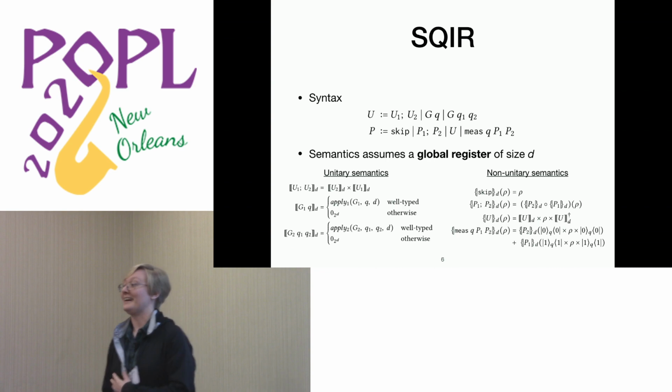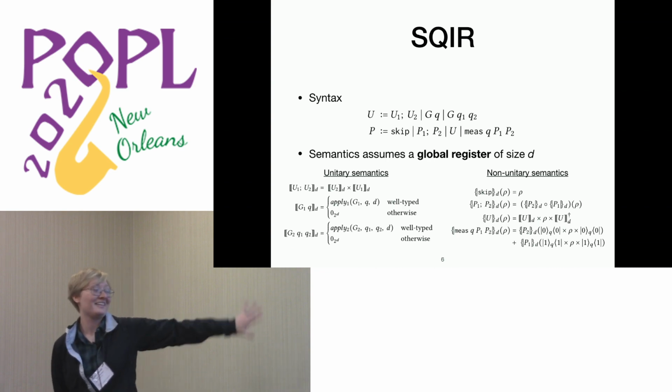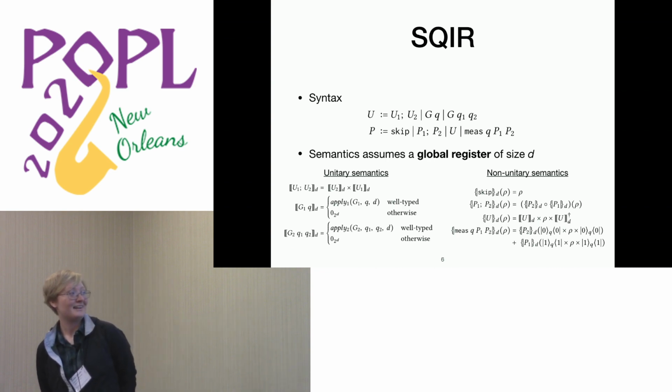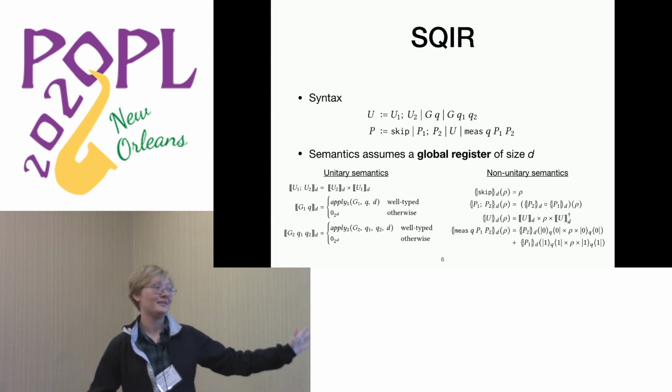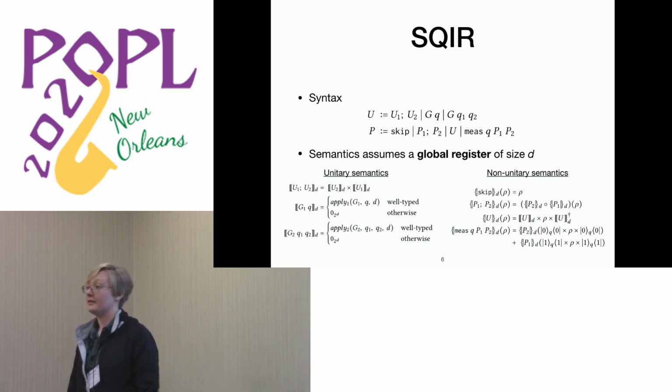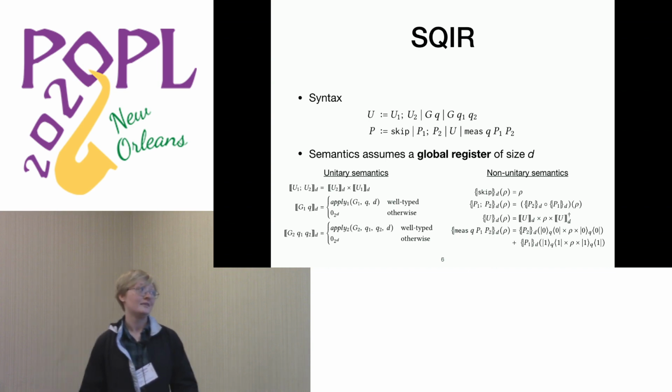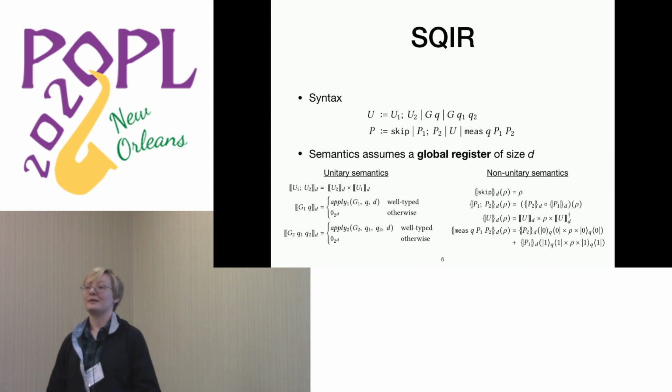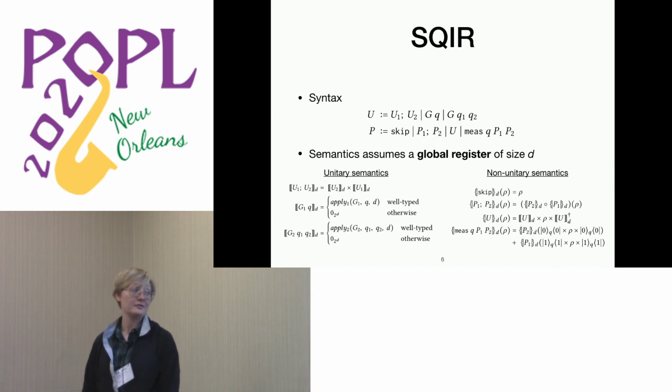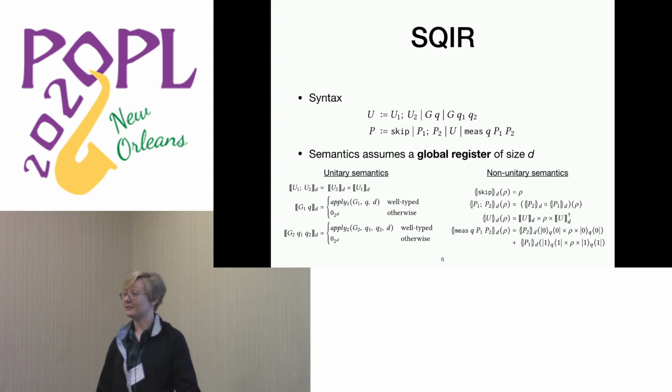Oh, that's scary. Okay. This is the definition at the bottom. There's nothing new here. This is the standard denotational semantics people have used in the past for quantum programs. On the left is the unitary semantics. Sequencing of unitary gates is just matrix multiplication. And then the denotation of a single gate we're going to define in terms of this apply function.